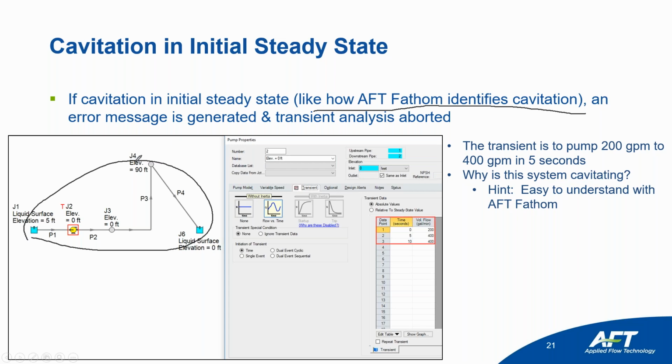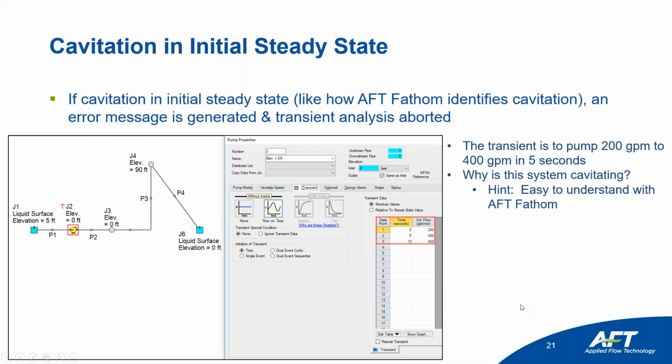Well, here in this model, we have a high point at 90 feet, and our transient is very simple. We're starting off in the steady state, going from 200 gallons per minute to 400 gallons per minute in 5 seconds. Why is the system cavitating?